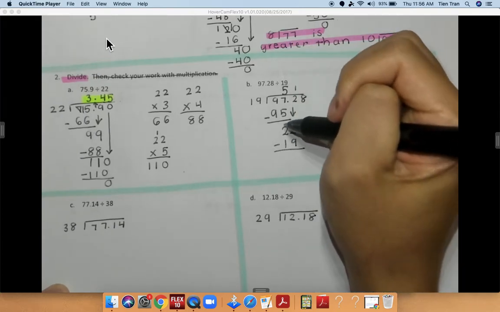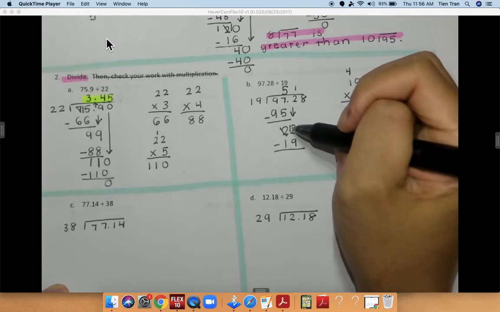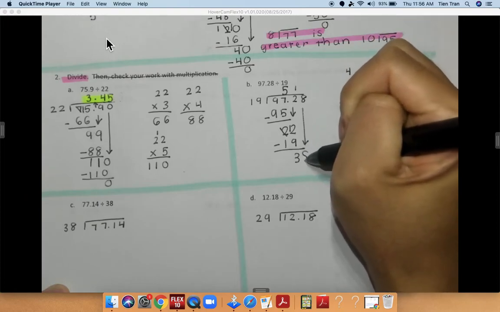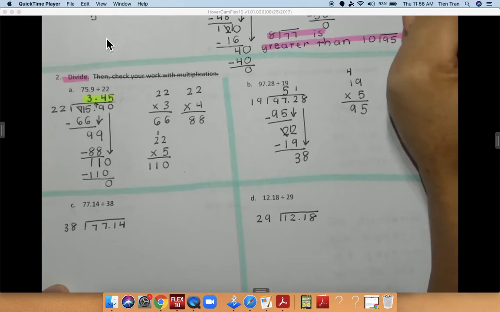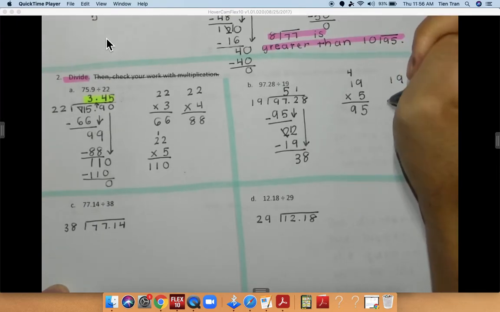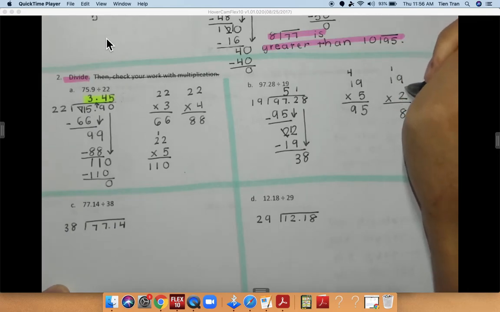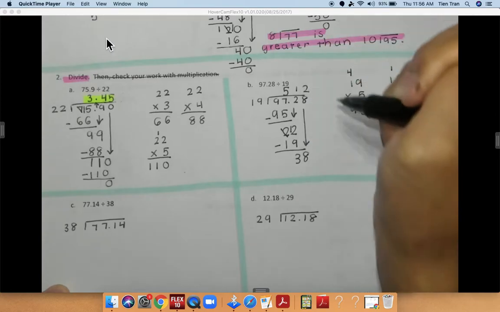Now, I need to regroup because I cannot subtract 2 minus 9. 12 minus 9 is equal to 3. I'm going to make sure I bring down my 8. How many times can 19 go into 38? I'm going to try 19 times 2 and see if that works. 9 times 2 is 18. 2 times 1 is 2, plus 1 is 3. I get 38. That works perfectly.